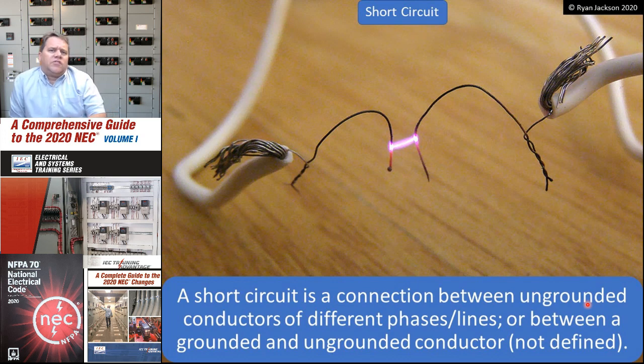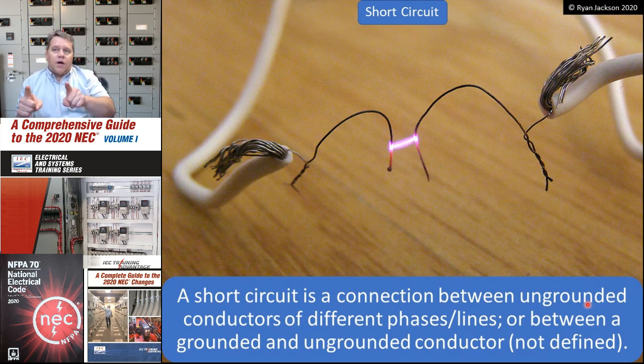We also have short circuits, and this is a phrase that's not defined in the NEC, and it probably should be. I think I've already submitted a proposal for the 2023 to define the term. But a short circuit is a connection between ungrounded conductors of different phases or lines, or between a grounded and ungrounded conductor. And again, that's not defined.